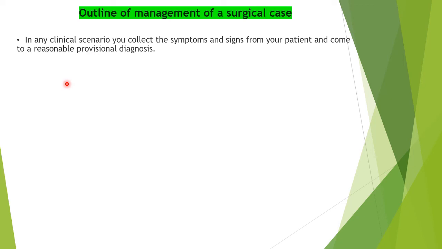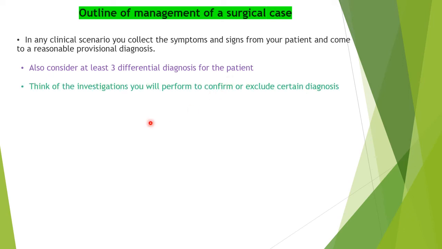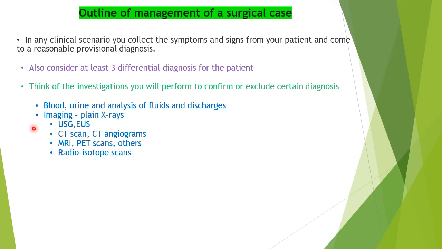In any clinical scenario, you collect the symptoms and signs from your patient and come to a reasonable provisional diagnosis. Consider at least 3 differential diagnoses for him or her, and think of the investigations you will perform to confirm or exclude certain diagnoses. These include blood tests, urine and analysis of fluids and discharges. After which you go to the imaging methods, such as plain X-rays, chest X-ray, abdominal X-ray, ultrasound scan, abdominal ultrasound, endoscopic ultrasound, CT scan, CT angiograms, magnetic resonance imaging, MRI, PET scans and others, and radioisotope scans.